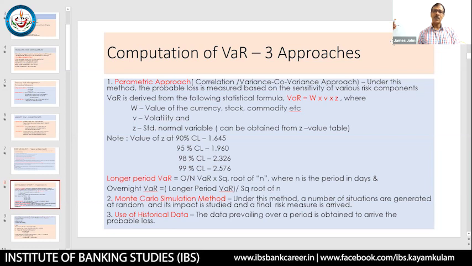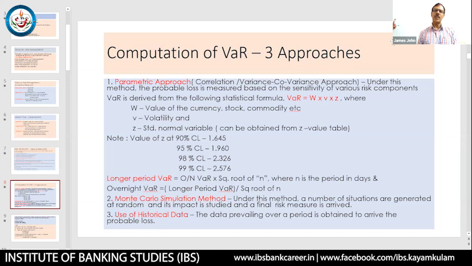Here come 90%, 95%, 98%, 99%. For each confidence level, the value of Z changes. Normally they will give it in the question. If it is not given, you have to learn it by heart. So if the question says compute VAR at 90% confidence level, it is understood that the value of Z is 1.645. At 95% it is 1.96, at 98% it is 2.326, and at 99% confidence level, the value of Z is 2.576.